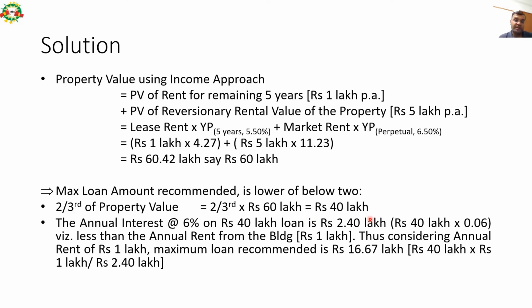However, the property is earning only 1 lakh rupees. So the mortgagor will not be able to serve the interest on the entire 40 lakh rupees out of the rent of the property, at least for the next 5 years, right? To ensure that the income generated by the property is able to meet the interest expense of the loan, we cannot sanction more than 16.16 lakh on this property, considering the second parameter.